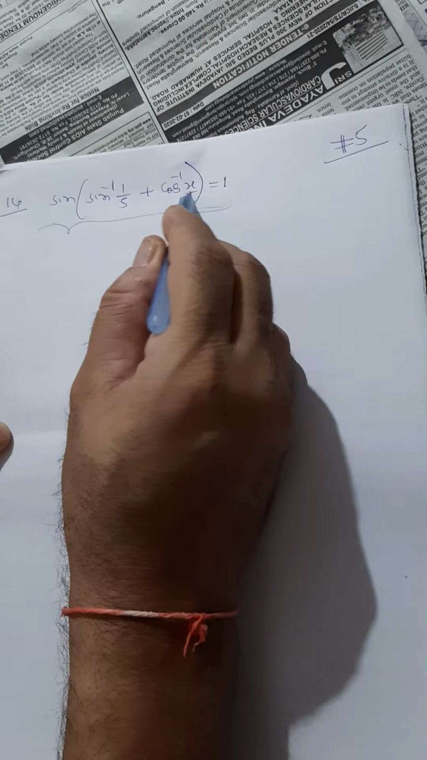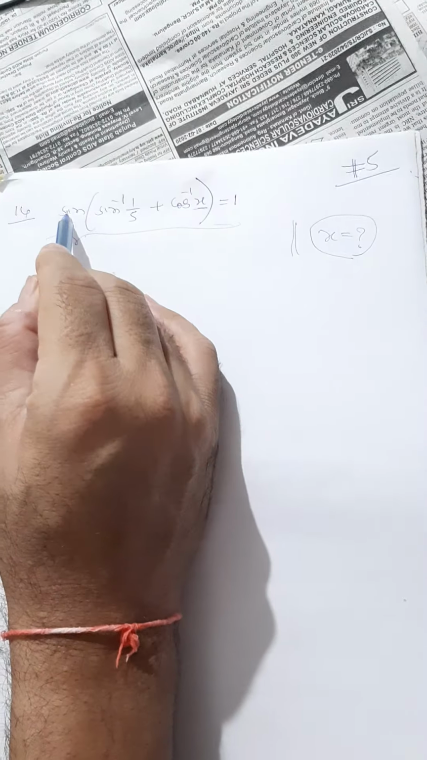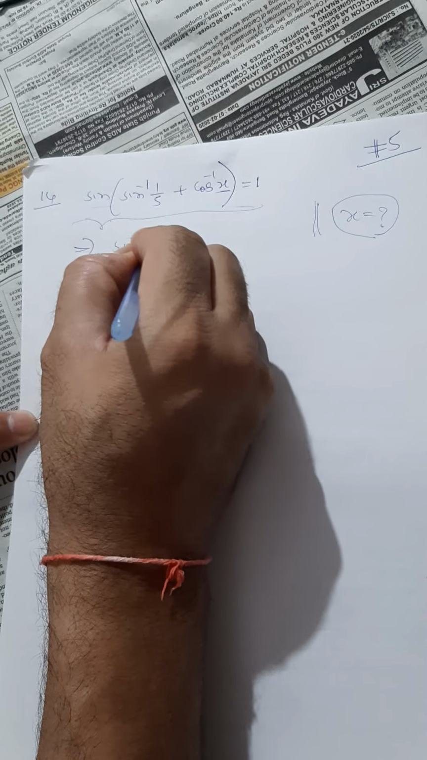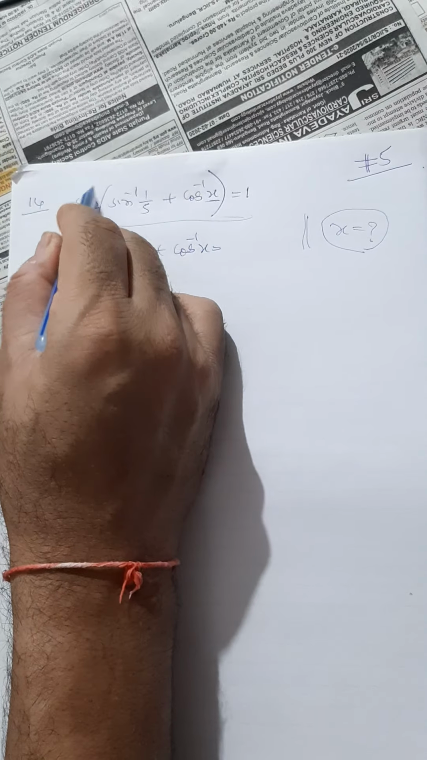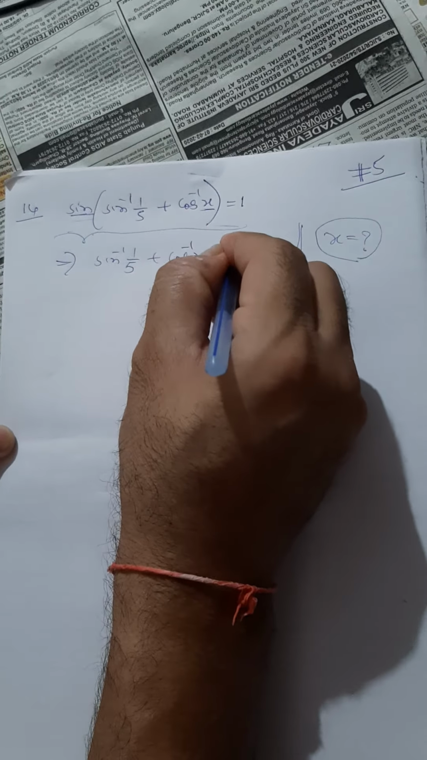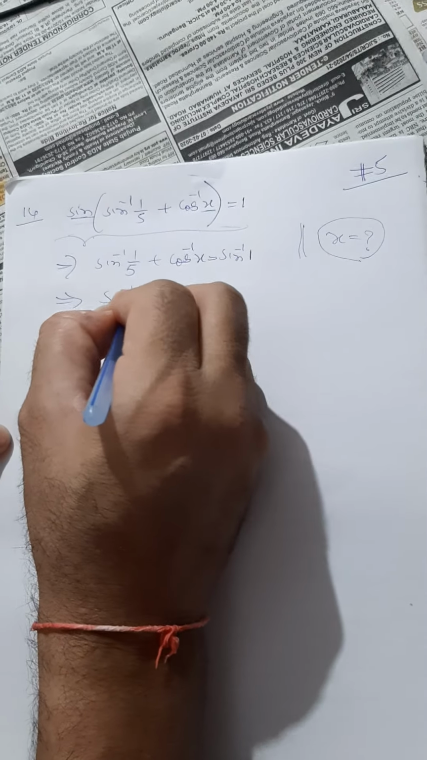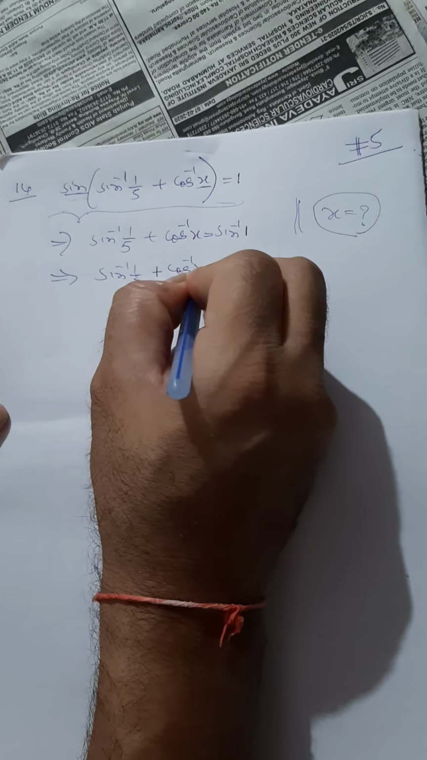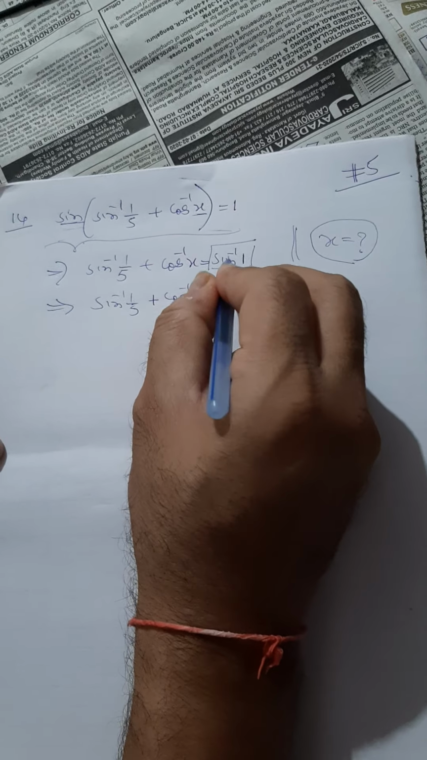So here the next question is to get the value of x. That's the question. Find x. So I'll take the first sine on the other side. So this is sine inverse 1 by 5 plus cos inverse x. If I take sine on the other side, it becomes sine inverse 1. So this is sine inverse 1 by 5 here plus cosine inverse x as it is. You know that this is pi by 2 because sine pi by 2 is 1.